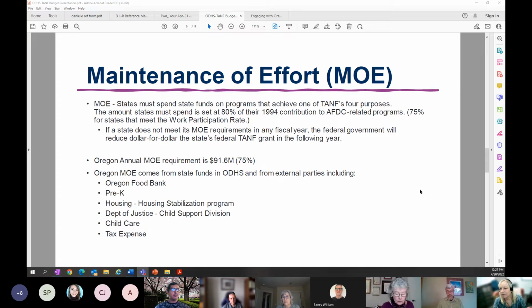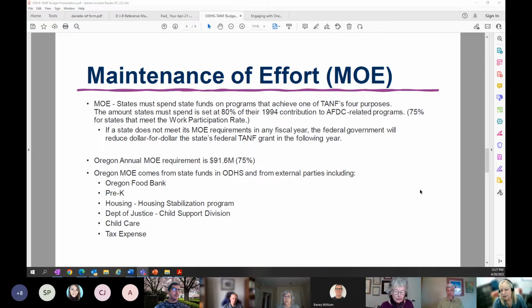So we don't have to spend at 100% of what we spent previously. The main level they'll talk about is an 80% level, which you have to spend at if you don't meet work participation. If you do meet work participation, which Oregon does, then you get to drop that down to 75% of your prior spending. If you don't meet that level, then there are penalties, and they basically take dollar for dollar away from your federal dollars if you don't spend your state dollars. And I think there's probably some other penalty pieces. It's a little more complicated than that, but that gives you an idea.